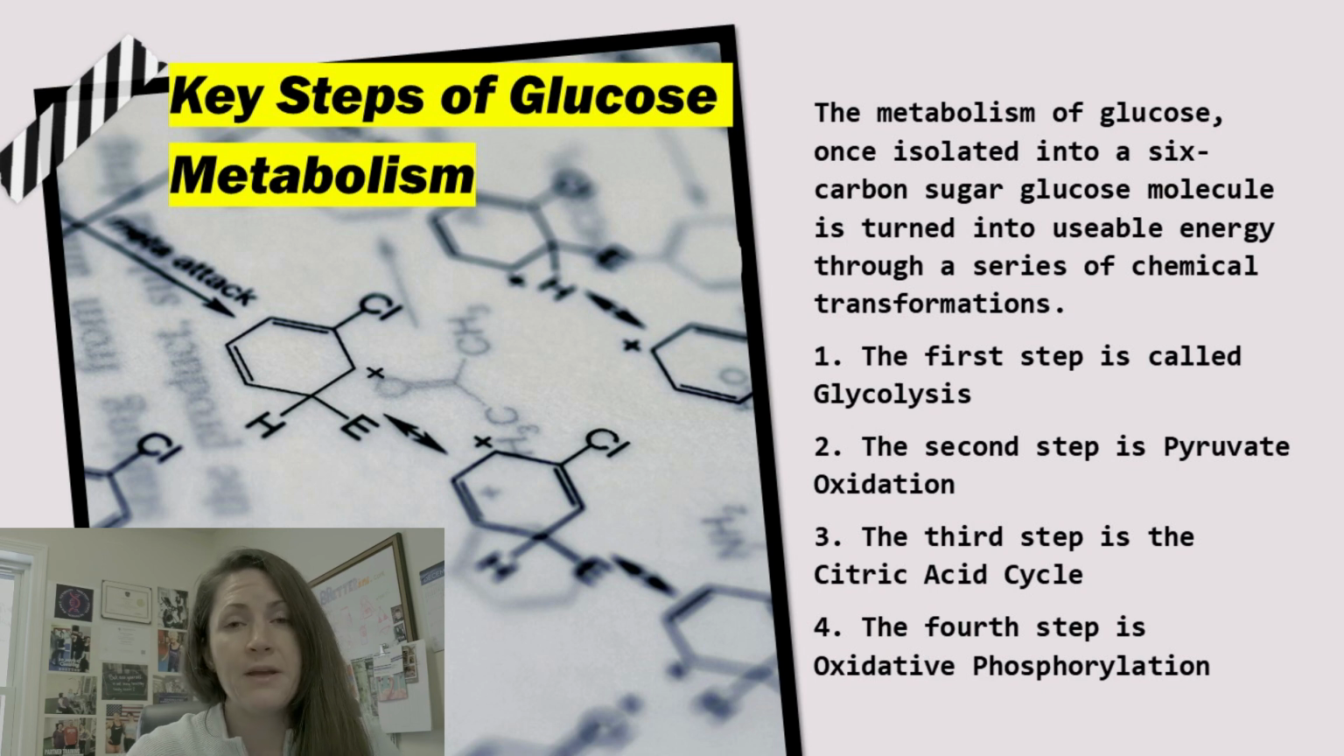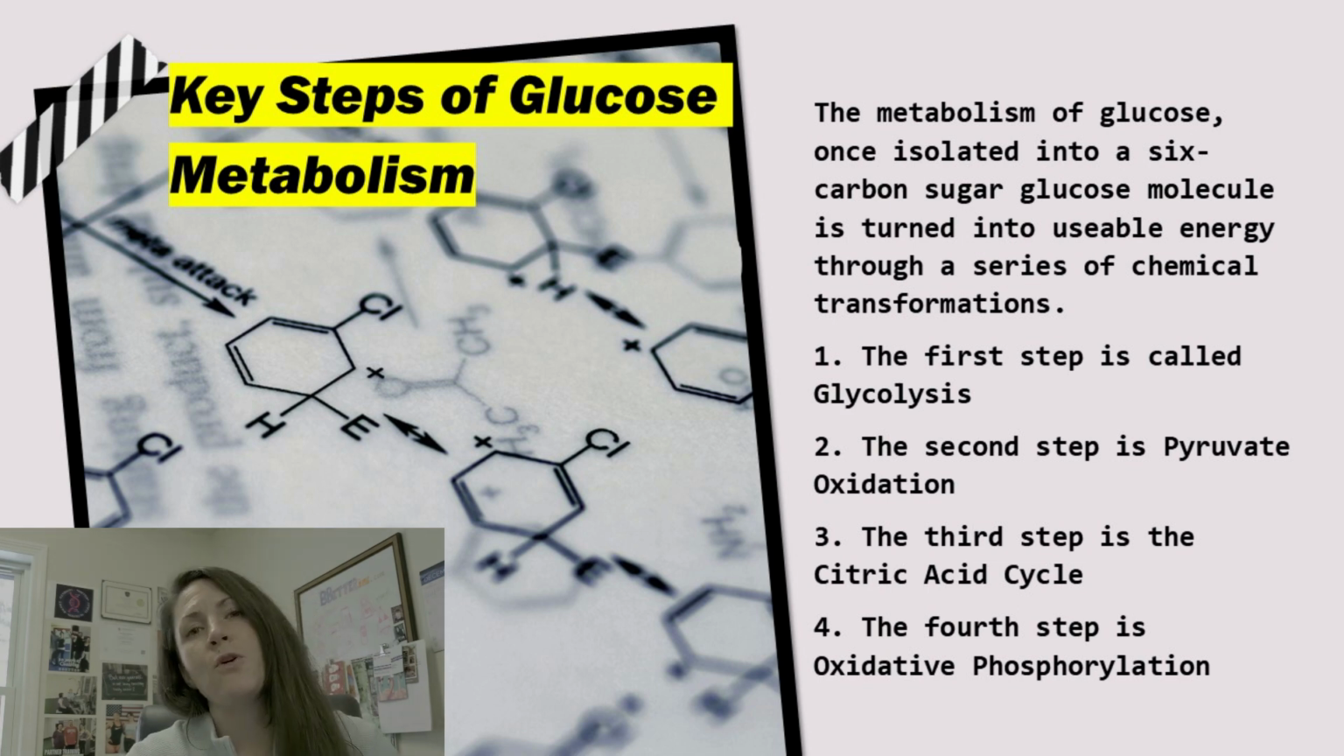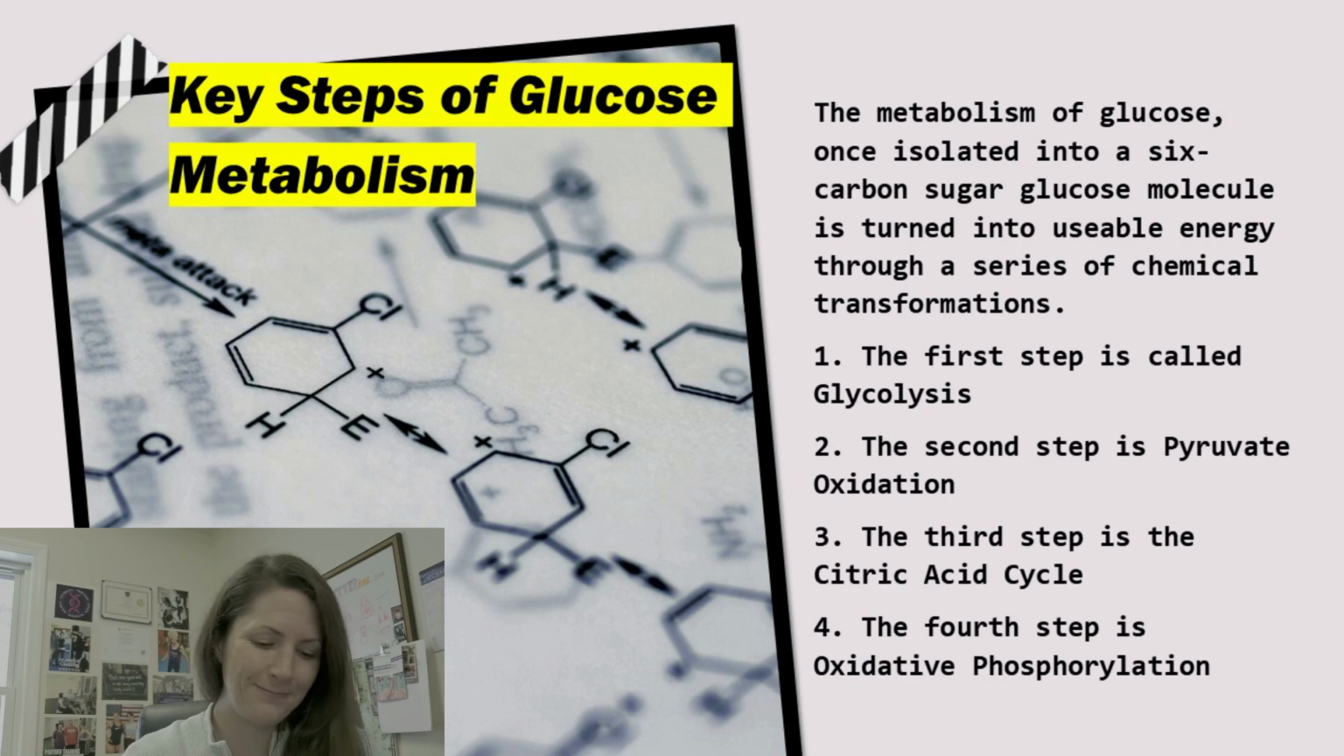The first step is called glycolysis, which is the separation of sugar into pyruvate. The second step is going to be pyruvate oxidation, where we take that pyruvate formed in glycolysis and oxidize it. Move it into the third step, which is the citric acid cycle, otherwise known as the Krebs cycle, and into our fourth step, which is oxidative phosphorylation.